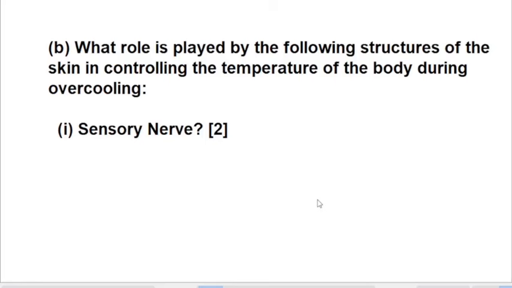They just have to detect the cool temperature, and once they do that, they have to send the information to the brain so that a response can be initiated by the brain, which sends the information to other parts of the body.